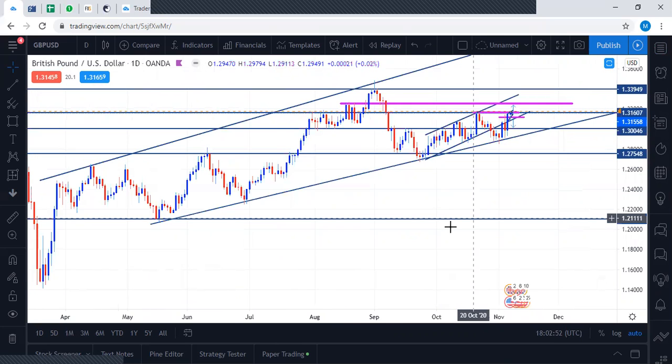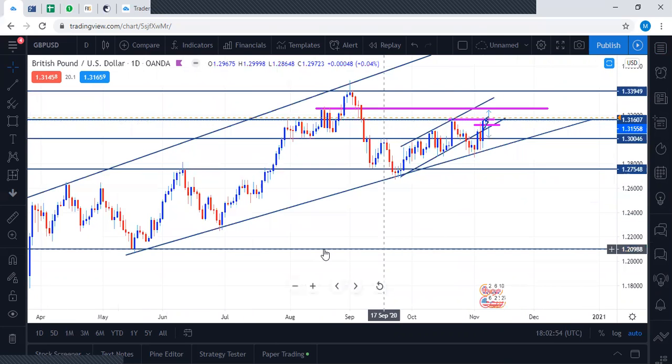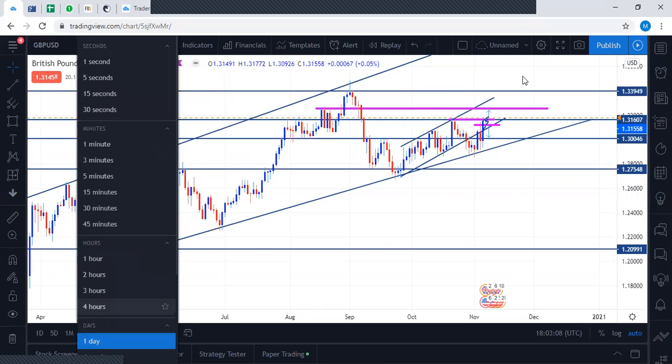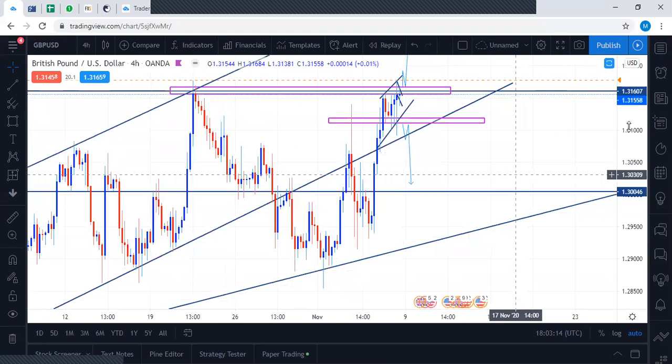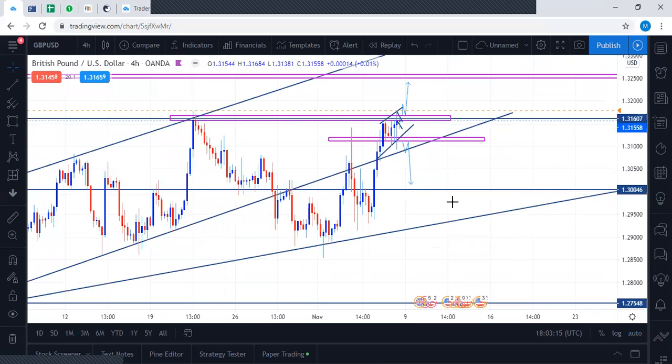So currently at this level I'm looking to either buy or sell, depending on how price behaves towards the level and depending on how the US dollar performs this week. If the US dollar continues to fall, then I'm hoping for longs if I see good entries. But if the USD decides to go really good, then I'm probably going in with the sell.